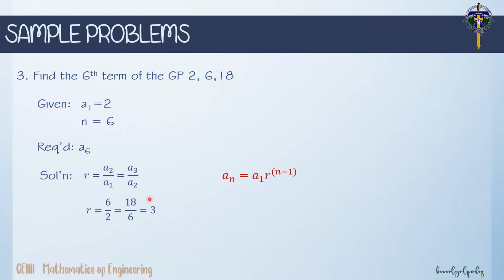From there, we can now solve the value of the sixth term using this equation. a6 is equal to, we substitute, a1 is given to be 2, and then r, the one that we were able to solve, that is 3 raised to n minus 1. Our n is 6. So a6, or the sixth term, is equal to 486, and this is now our answer.